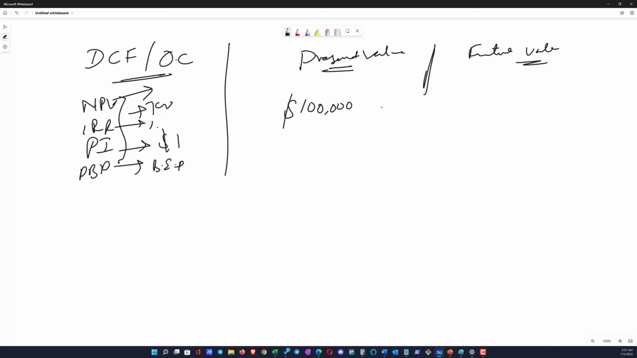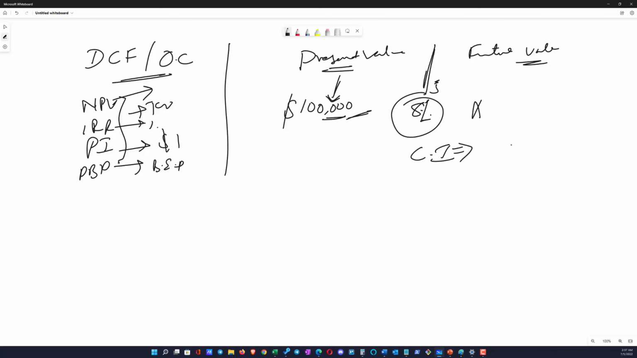$100,000. Now this is the present amount that you have. Let's say you are investing in the bank for 5 years, and the bank is going to give you 8% rate of return per year. Now, what is the future value of this $100,000 going to be? For that, you just use a compounding interest technique. I'm just writing it as CI, compounding interest.